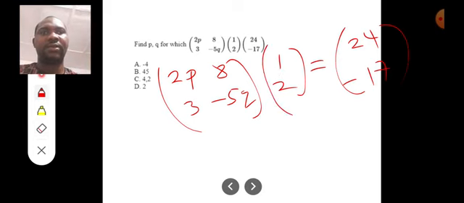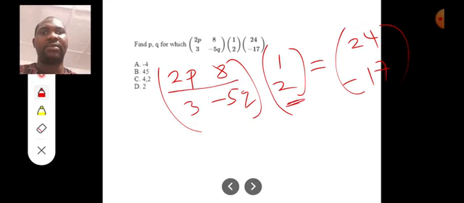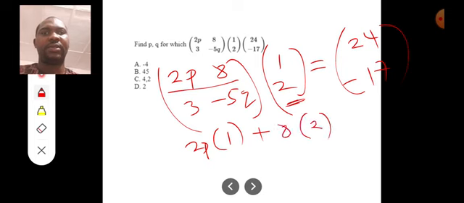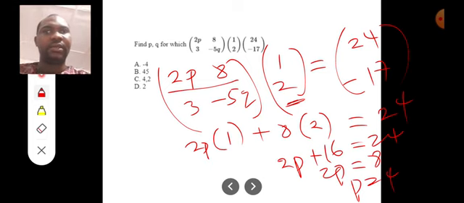Okay, so we multiply row with column. We have only one column in the second matrix. So 2p and 8 multiplies 1 and 2. That means 2p times 1 plus 8 times 2, and on the left hand side is equal to 24. So 2p times 1 is 2p plus 8 times 2 is 16 equal to 24. 2p will be equal to 8. That means p equal to 4. So p is 4. Good.